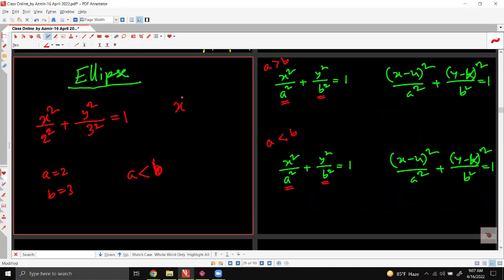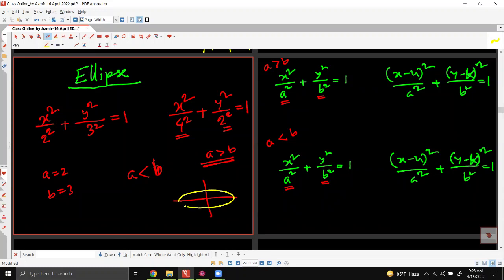Similarly, we can think about x squared over 4 squared plus y squared over 2 squared equals 1. So this is a, this is b. So a is greater than b. So if we have a greater than b, then the graph of the ellipse will look like this one. This distance is a, this distance is also a, this distance is b, this distance is b.